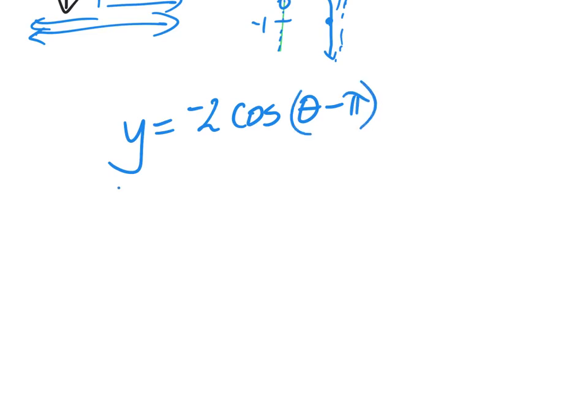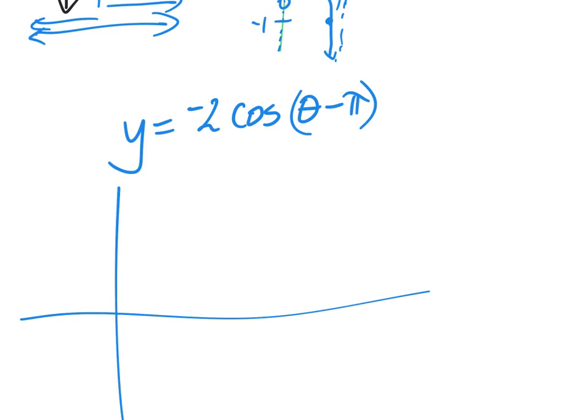So first off, I think you should try it. We're in the review for the test. Act like that's the test question. Start by graphing cosine. And if you can't do it right now, what makes you think you're going to be able to do it on the test? All right, pause me, give it a shot.